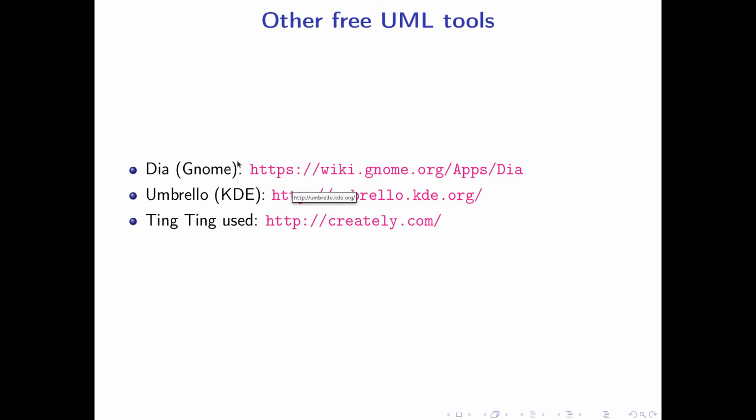These are 2 Linux programs for 2 different window manager environments, GNOME and KDE. Dia is for diagram, and Umbrello is from UML; they made that name from UML. And if you were in class last time, Ting showed us a diagram that she created with an online tool. You just go to the website and you can click and draw the diagram and save it. It's quite convenient.